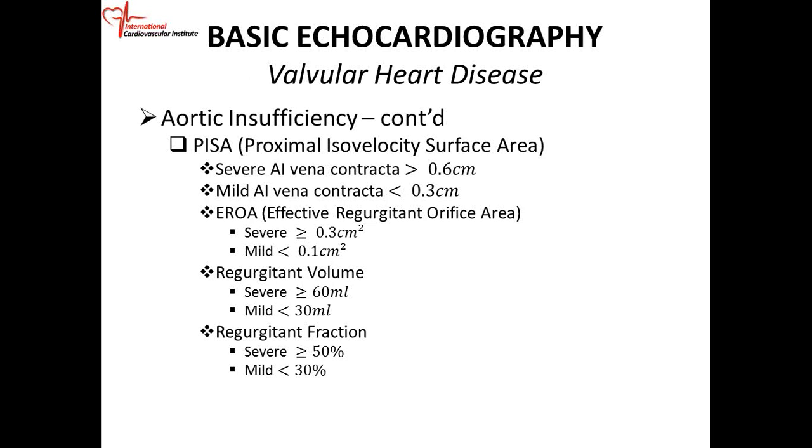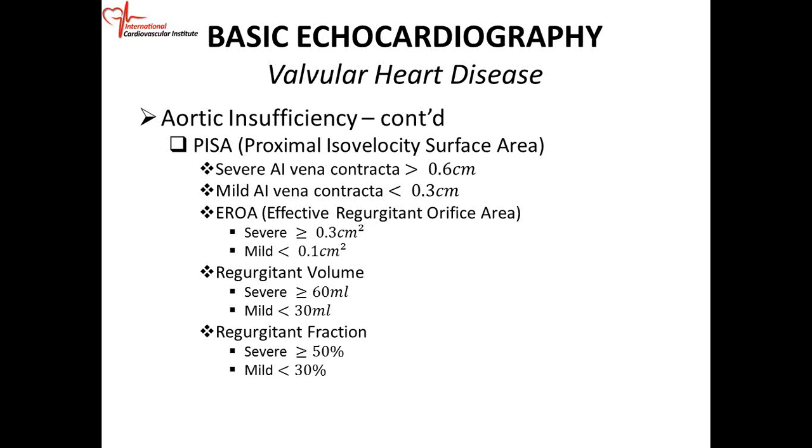If the effective orifice area is less than 0.1, it suggests mild AI. If that effective orifice area is greater than or equal to 0.3 centimeters squared, it suggests severe AI. And when we do MR, if it's greater than 0.4 centimeters squared, it suggests severe MR. And if it's less than 0.2, it suggests mild.